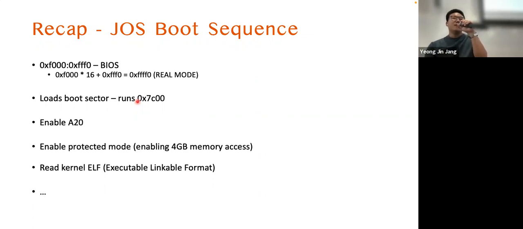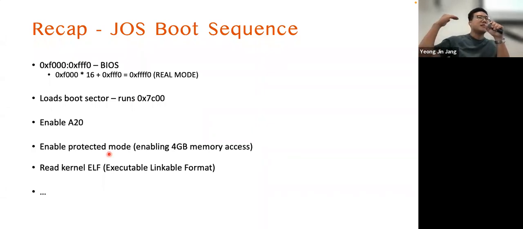But we don't need any implementation for that. What we just need is to take a look at how the bootloader enables A20. It has a while loop and works with some of the IO ports using the in and out instructions. And then it will enable the protected mode. The protected mode is the mode that enables accessing memory beyond 1 megabyte.